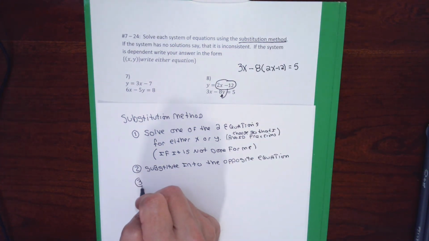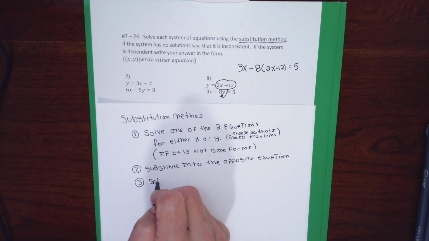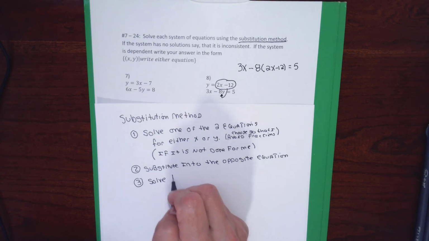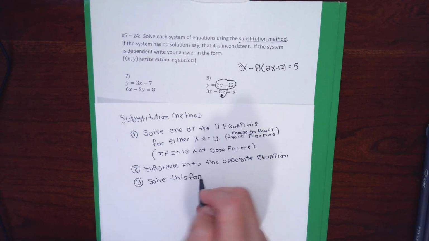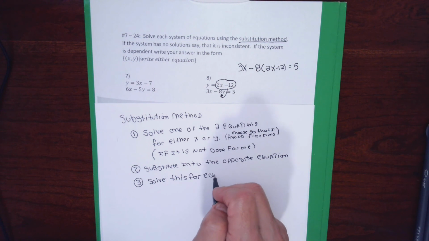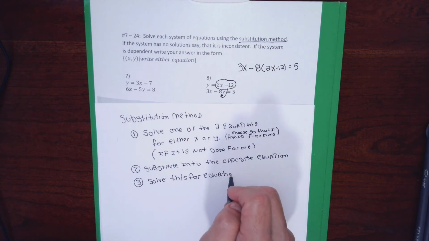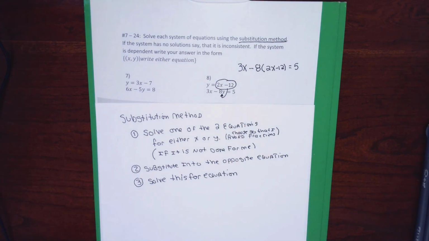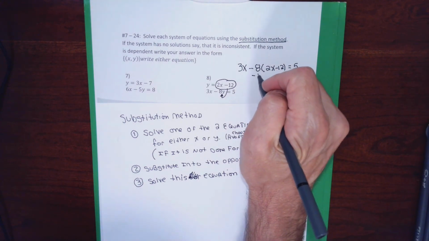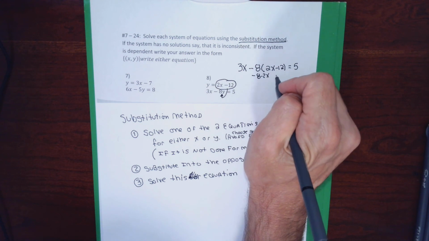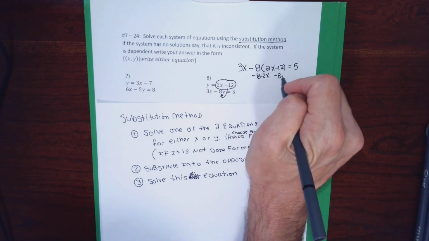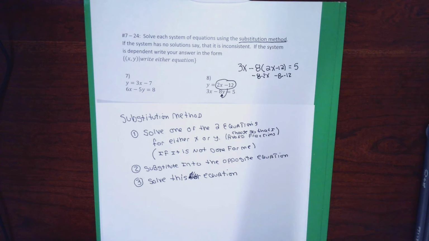Step 3 is solve this equation. I can't say for x or y because sometimes I'm going to be solving for x, sometimes I'm going to be solving for y depending on what substitution I did. So solve this equation. I'm going to clear the parentheses, combine like terms, get the letters on one side, the numbers on the other. Numbers are getting big, I might need a calculator.